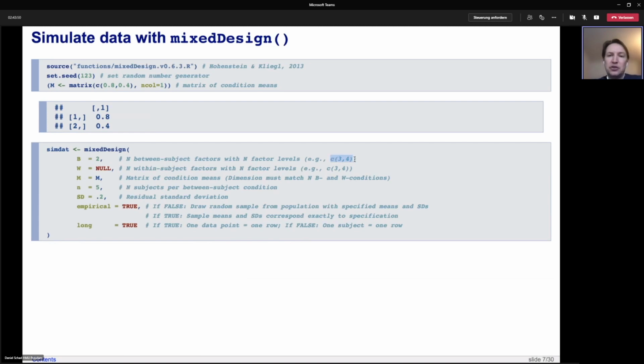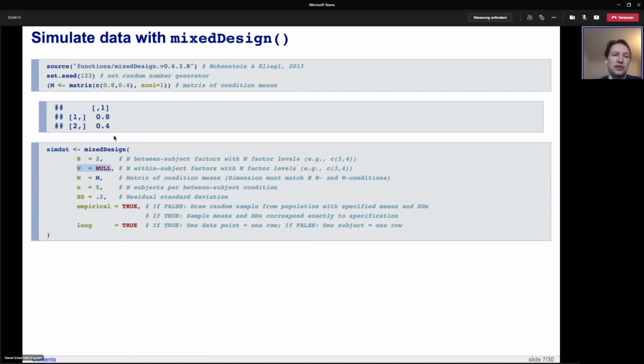You could also have a situation where you have two factors, one with 3 factor levels and one with 4 factor levels. Then you would specify this as a vector 3, 4. Then you would have two between subject factors, one with 3 levels and one with 4 levels. And then you can also specify the within subject factors.